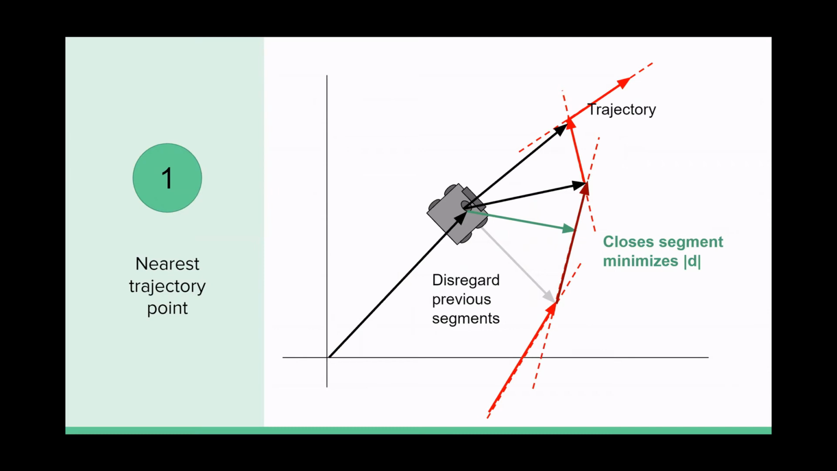Thus, we find which of these line segments is closest to the robot by index. Kevin will now explain how to set a goal for the agent using the index of a segment that is closest.